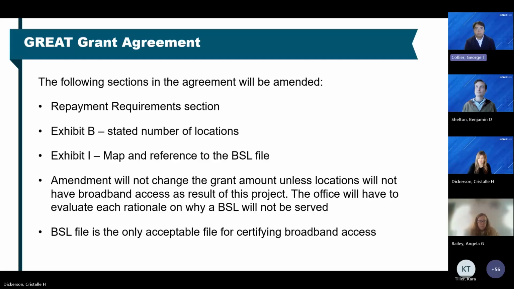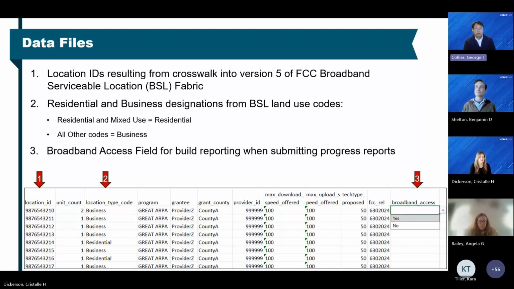Next slide, please. I'm not going to go through bullet points number 1 and 2. I think Ben did a great job doing that, but I would like to highlight bullet point 3. When we have an agreed upon file and incorporate that into an amendment, this file will be used for you all. You all use this file to certify what locations have broadband access.